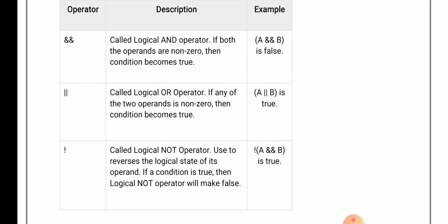So dear students, these are the three types of operators that we covered today. Our first type of operator is arithmetic, the second one is relational, and our third type of operator is the logical operator.